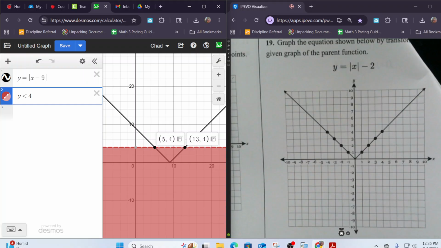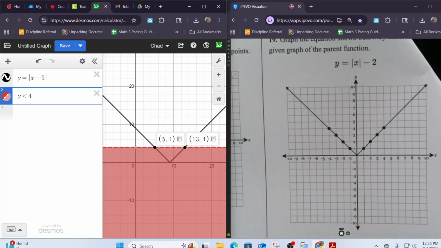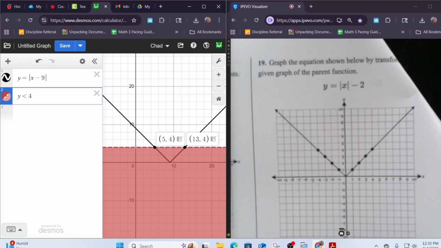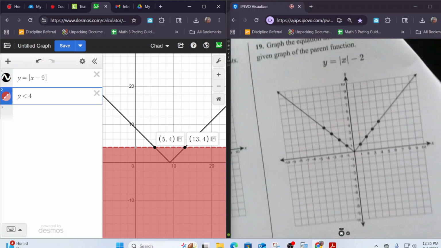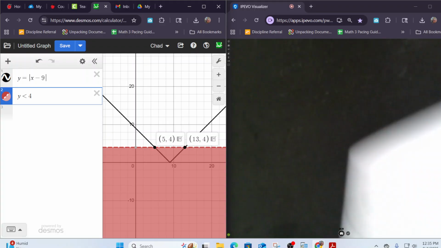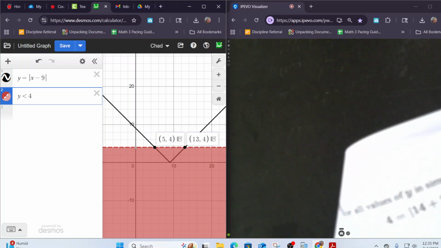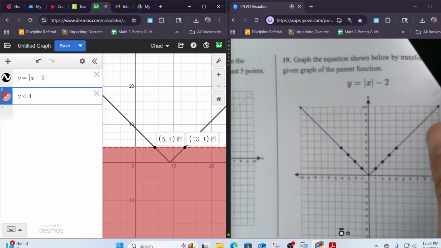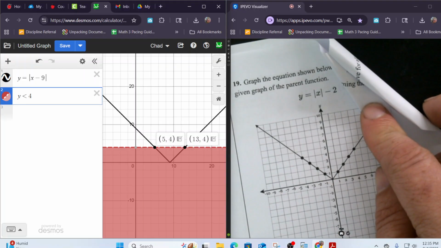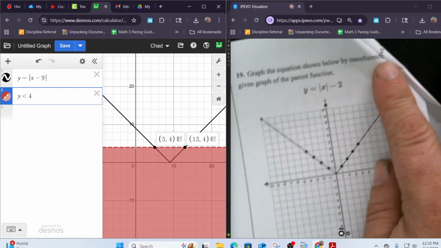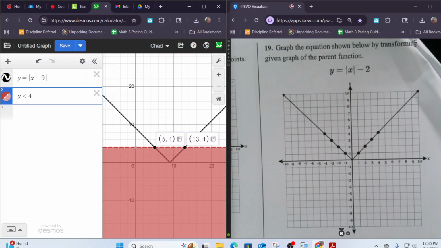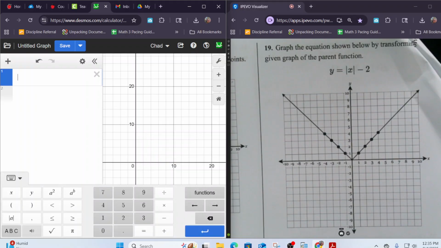Guys, with this one, what I would do, I ain't got but a few seconds left. You're going to have to graph these. With these right here, it says graph the equation shown below by transforming the given graph of the parent function. This is what I would do. I would just graph what they give me.